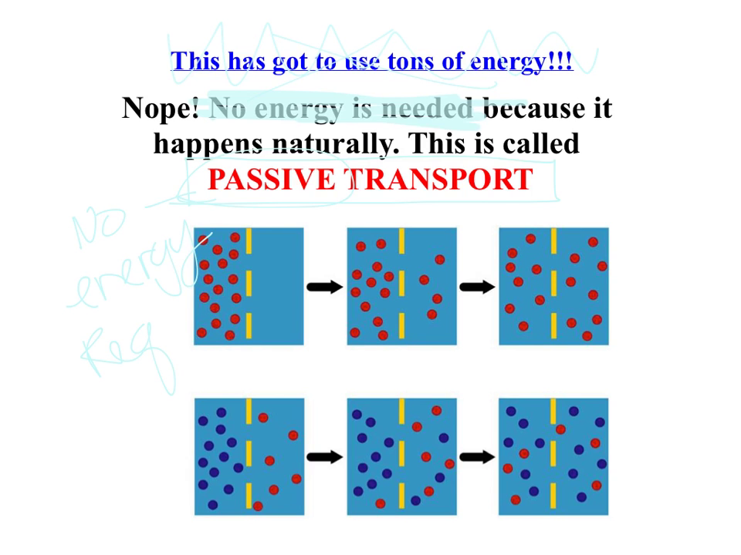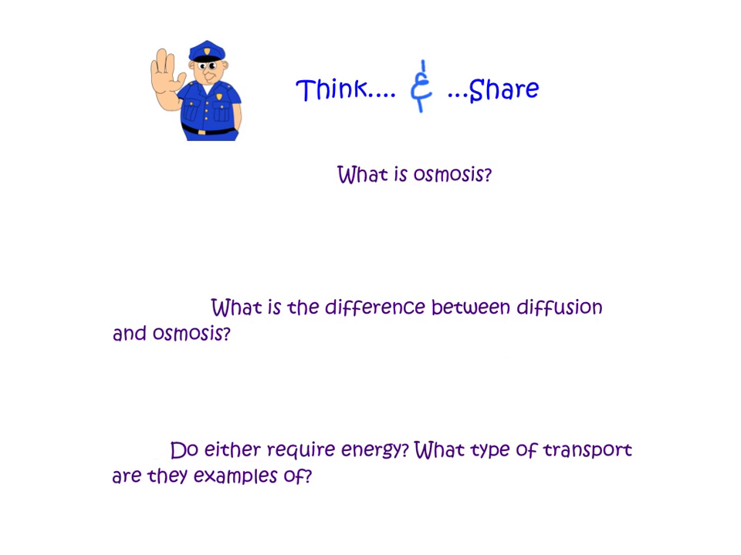Required, and transport to move back and forth. Go ahead, answer these questions. So think and share. Tell me what osmosis is. Tell me what the difference between diffusion and osmosis is. And then tell me, do either require energy? And so what type of transport are they examples of?